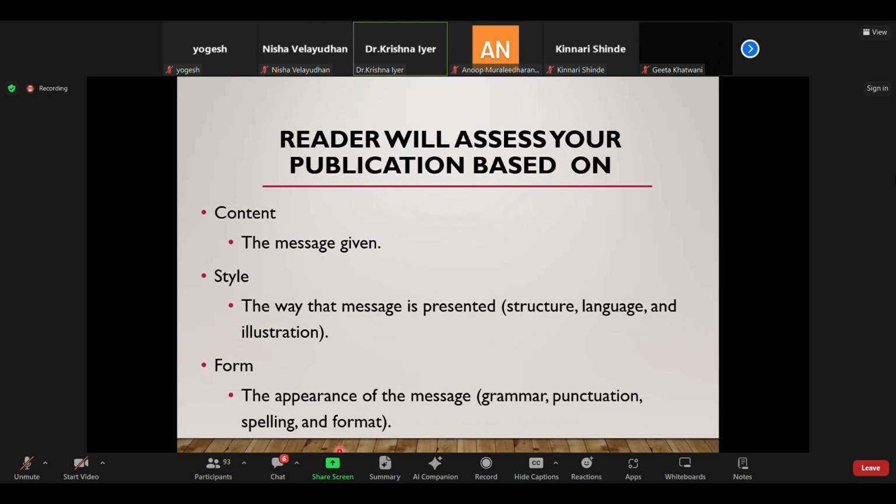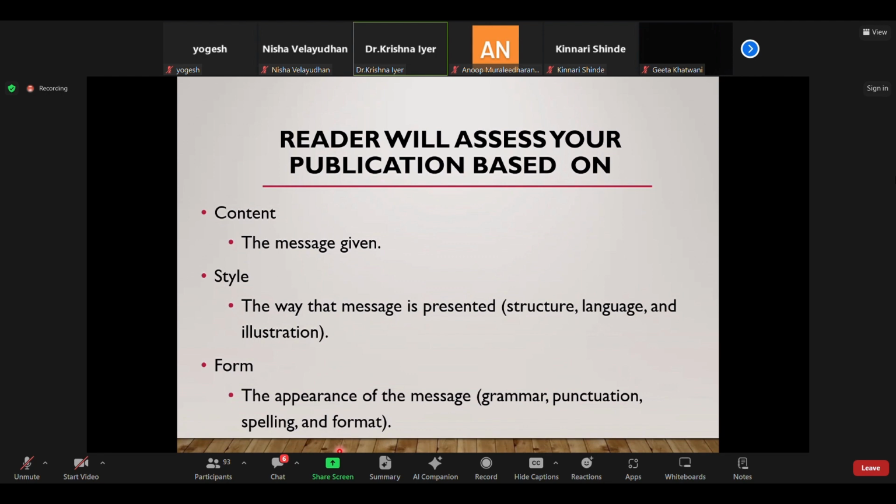And the second thing is, how does it overall appear in terms of your grammar, your punctuation, your spelling, how you have formatted the overall paper. Okay, all these are very essential towards somebody looking at your paper and saying, oh, that's a very well written paper, it's good, or saying otherwise.